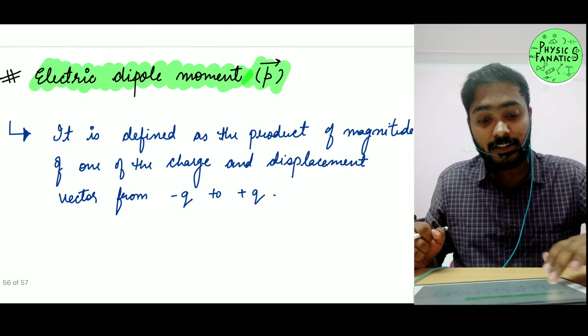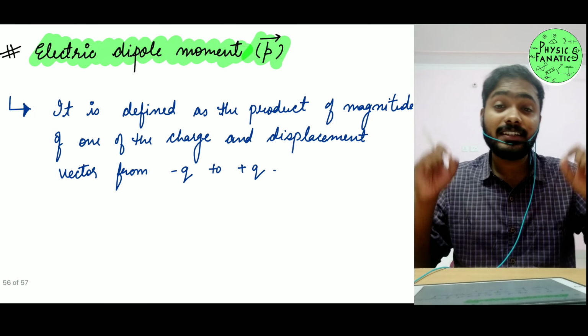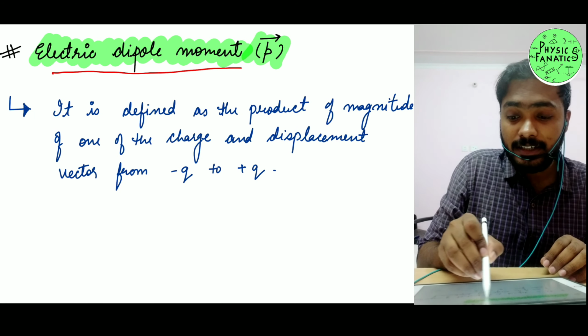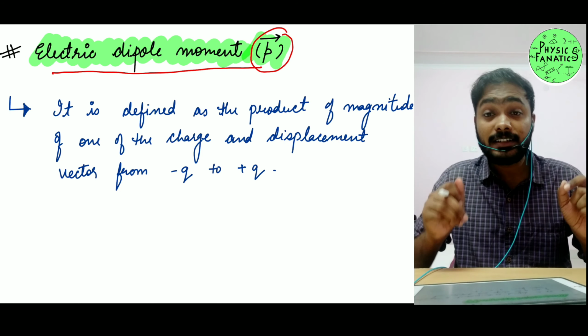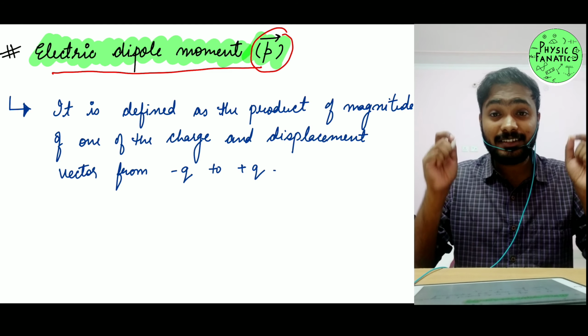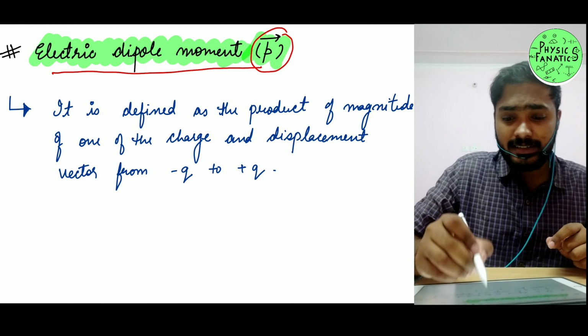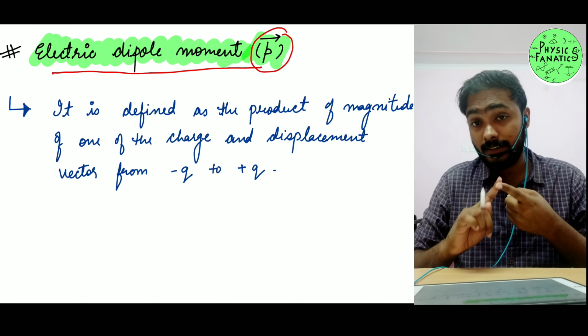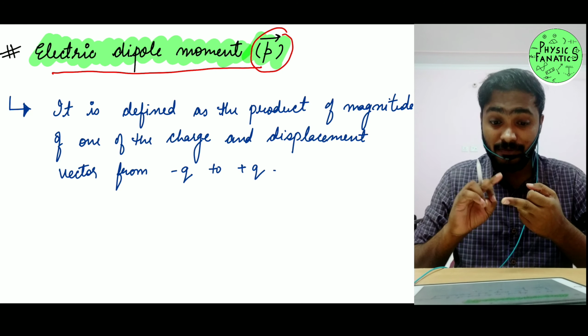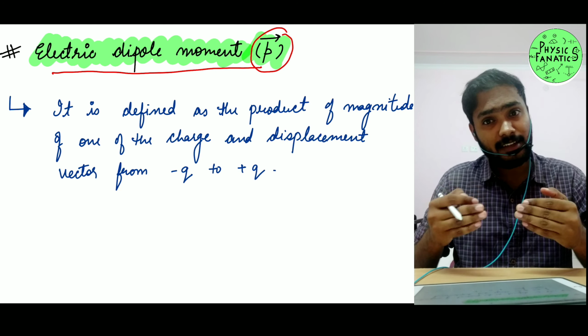Now there is a new phenomenon known as electric dipole moment. Electric dipole moment is represented by the p vector. Yes, you have heard it right, it is a vector quantity. Now let's try to understand what this electric dipole moment is. We understand what an electric dipole is, but we have yet to understand what electric dipole moment is.